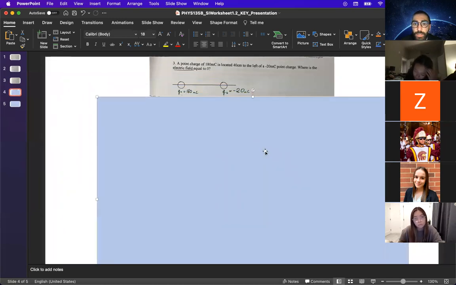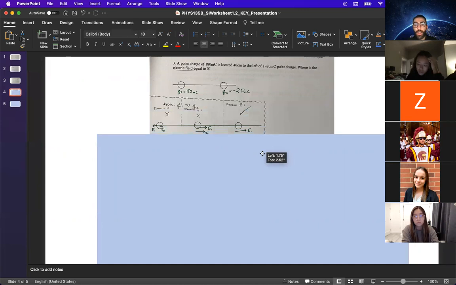And this is kind of our system here. So we have this 180, and then it's 40 centimeters to the left of this negative 20. So what we're looking for is, imagine if this is an infinitely long, very thin wire that has no effect on the charges. And we're looking where along that super long wire the electric field equals 0. So how do we do that?